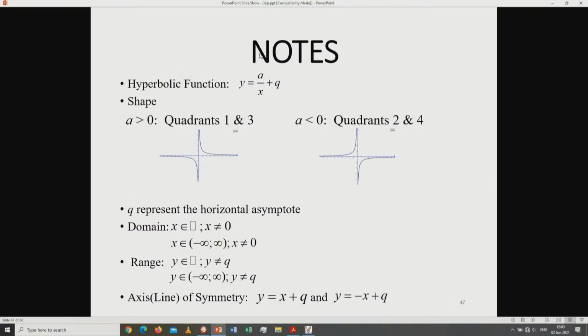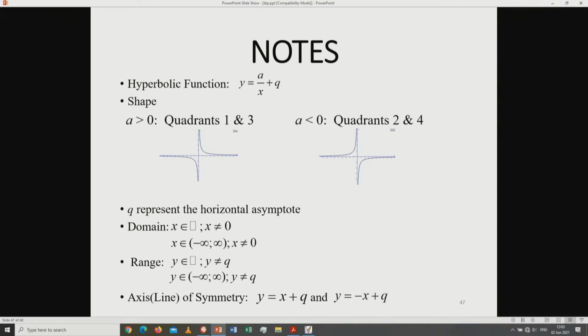Right, those are the notes that you must remember every time you are dealing with a hyperbolic function. That is, the general equation is y equals a divided by x plus q. And then if a is positive, greater than 0, it will be in the first quadrant and the third quadrant.